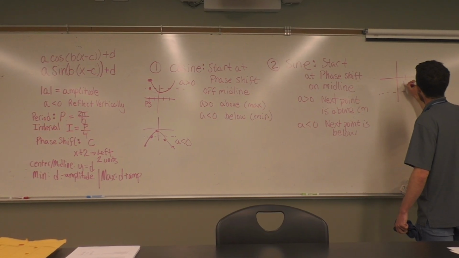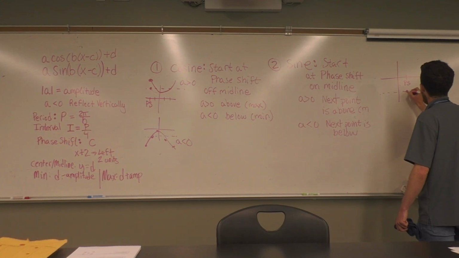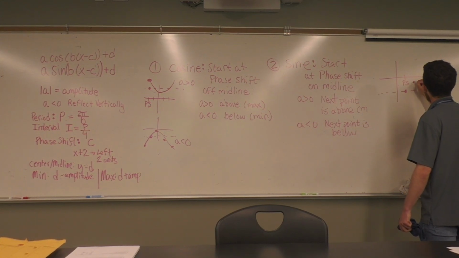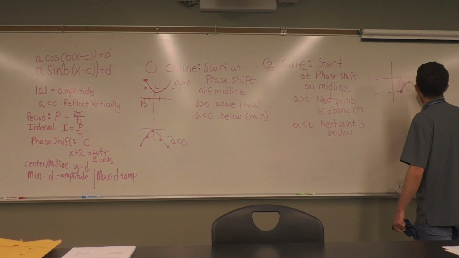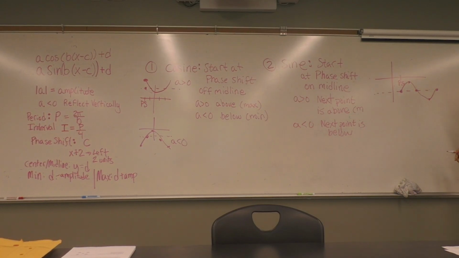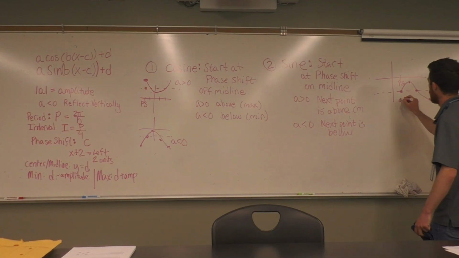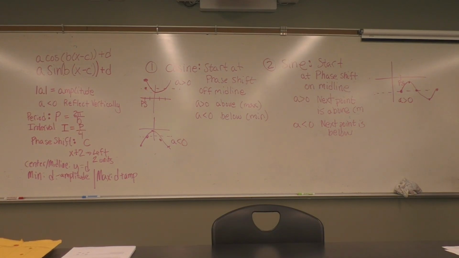Say the phase shift was here, I would start on the midline and I would go above. Oh, this is the dramatic moment where the camera people get to see that I was talking about sine and cosine, which they knew about and knew was triangular, about triangles. That's what sine looks like when you graph it, right? So this would be A greater than 0. We're starting on the midline at the phase shift, and if we had a positive number in front of sine, we'd be going up and then down and then back.